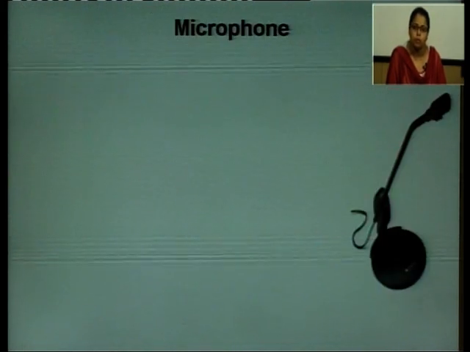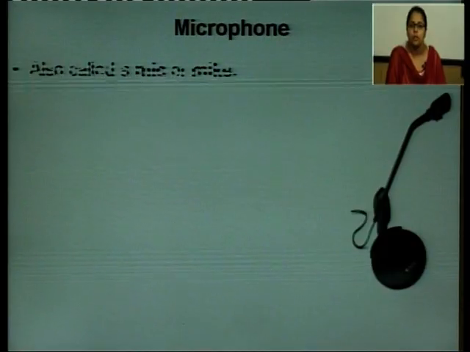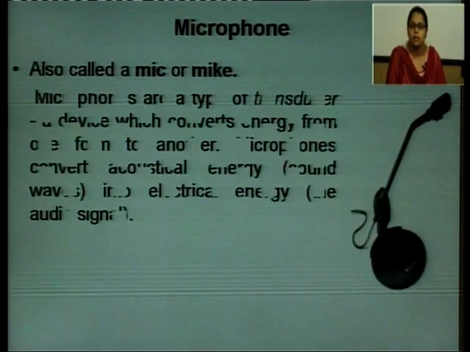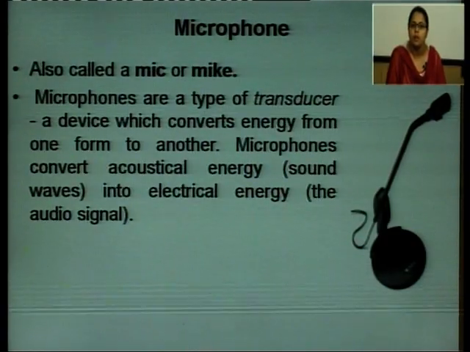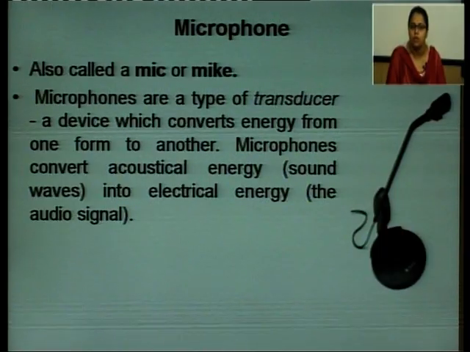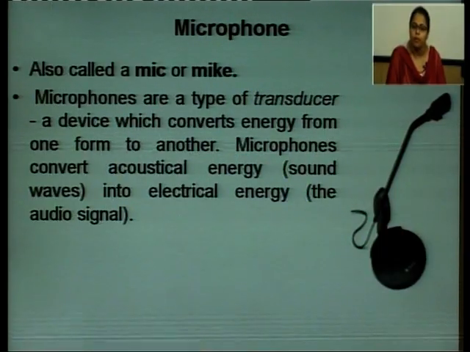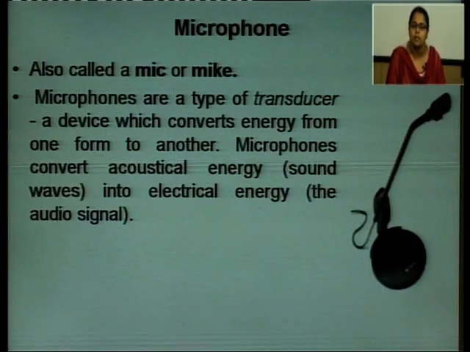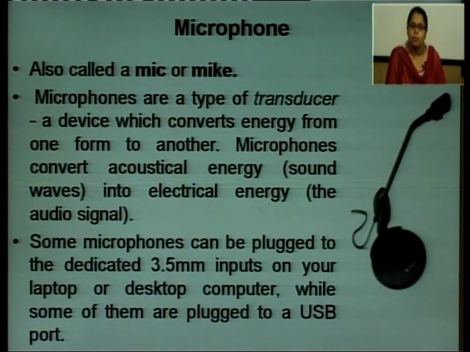Microphone is also called a mic. It is a type of transducer, that is a device which converts energy from one form to another. So a microphone converts acoustical energy, that is sound waves, into electrical energy. Some microphones can be plugged into the dedicated 3.5 millimeter inputs on your laptop or desktop computer, and they can also be plugged into a USB port.